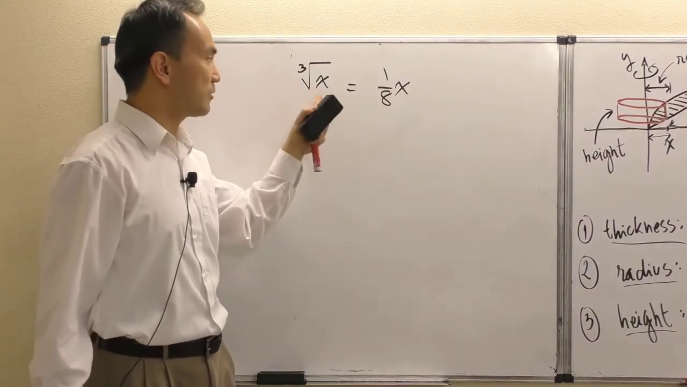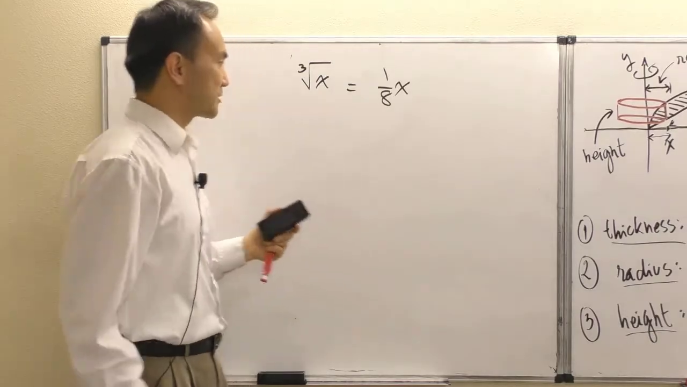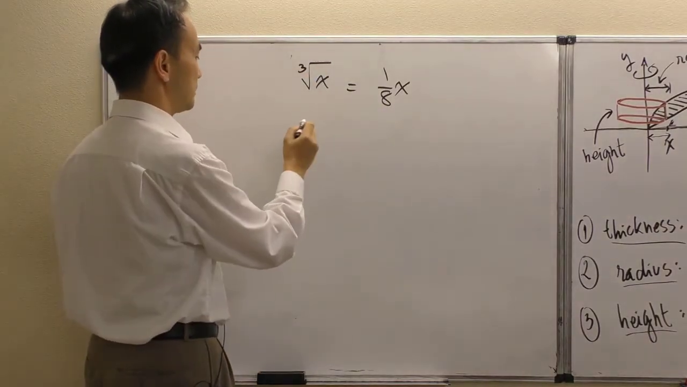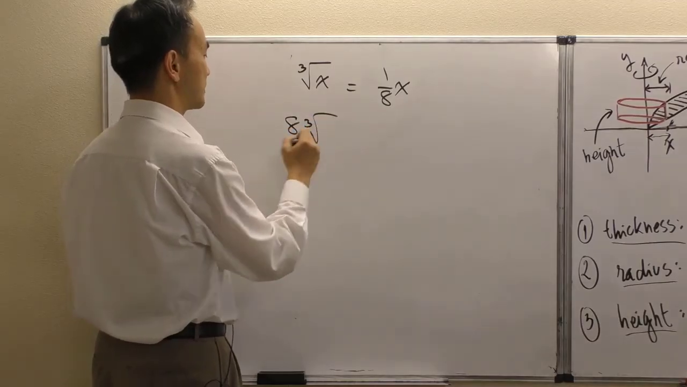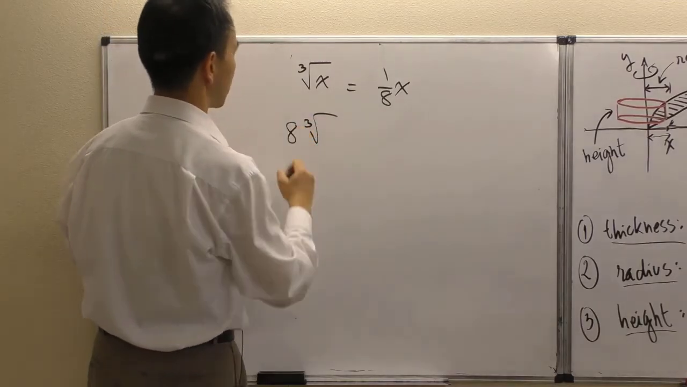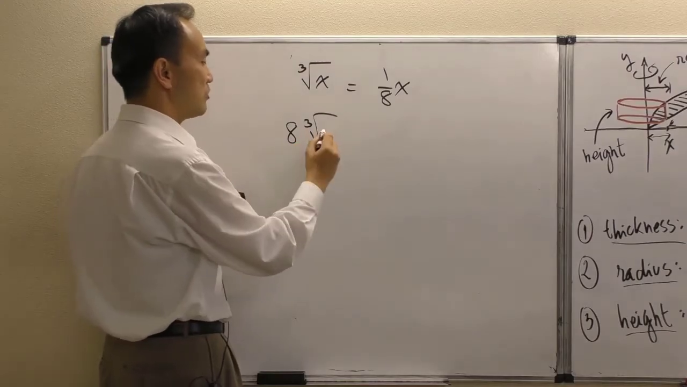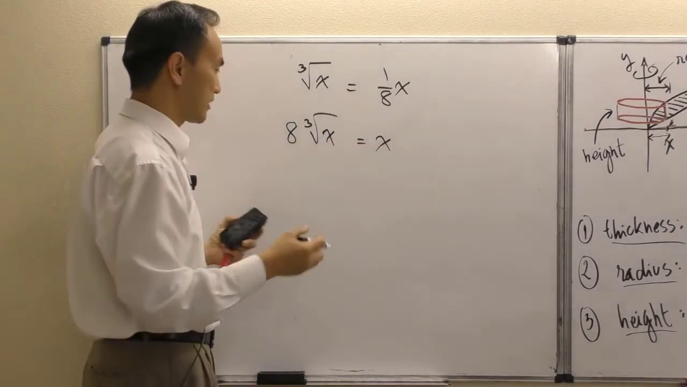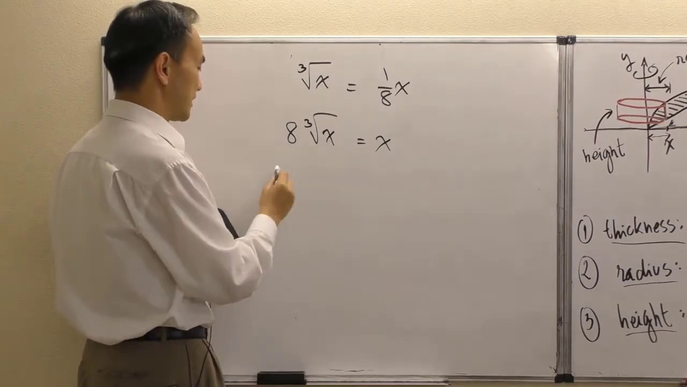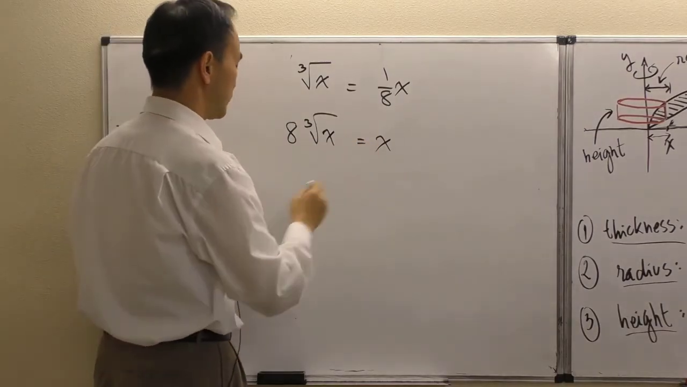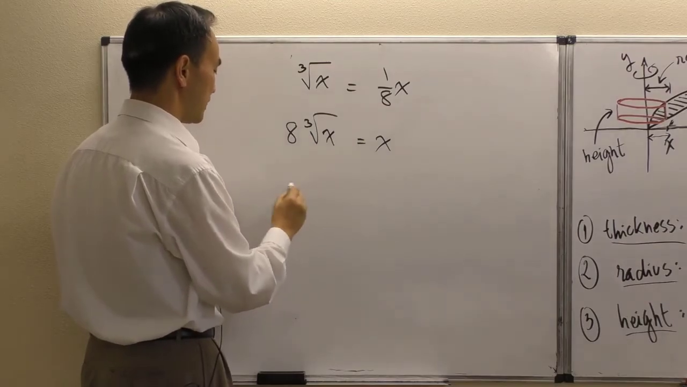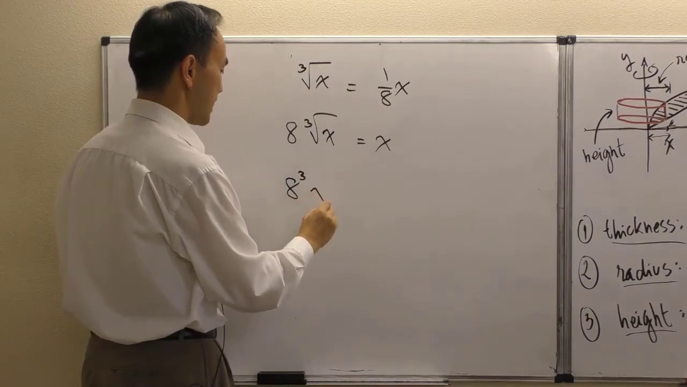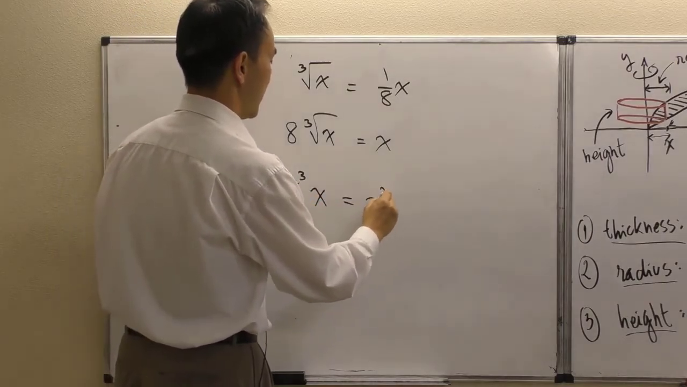So the cube root of x equals x over 8, and that means I can multiply the 8 to the left-hand side. So 8 times the cube root of x equals x. Now to get rid of the cube root, we raise both sides to the third power. So now I'm looking at 8 cubed times x equals x cubed.